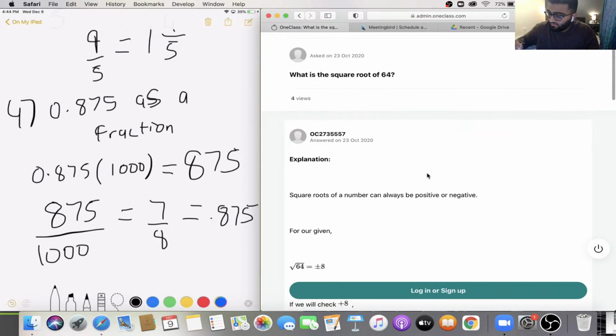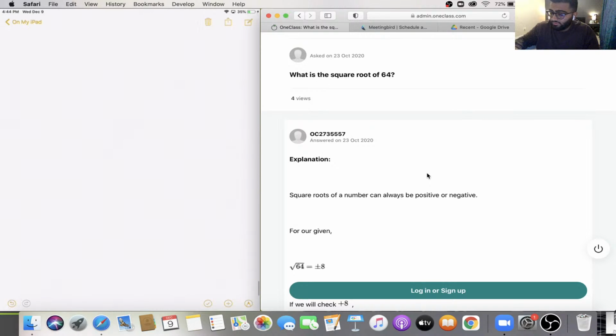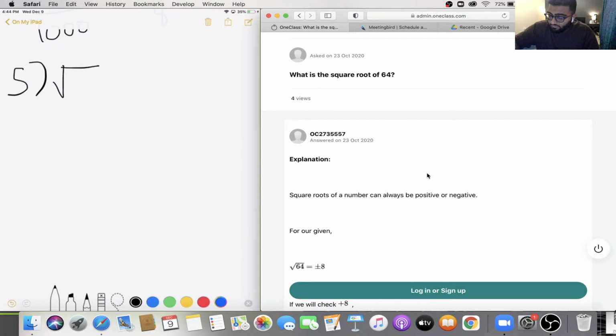And our next question is, what is the square root of 64? So question number 5, square root of 64. This one's actually really simple. The square root of 64 is equal to plus or minus 8.